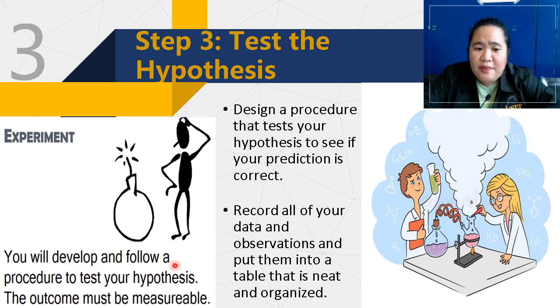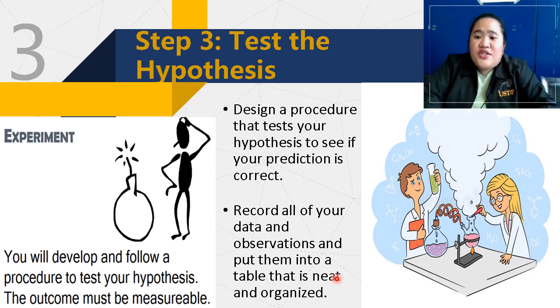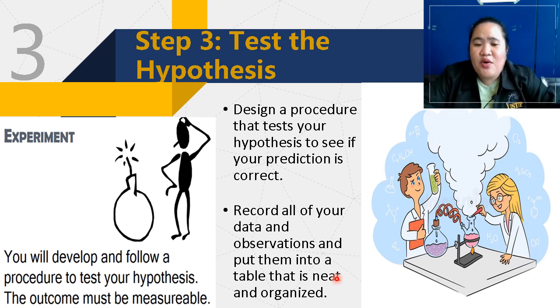So you will develop a procedure to test your hypothesis. The outcome must be measurable. Okay, meaning you can count, test, or measure the outcome. So the first thing you need to do is design a procedure that tests your hypothesis to see if your prediction is correct. Is your hypothesis correct? And then next, record all the data and observations and put them into a table that is neat and organized. Okay? So that's your hypothesis, your testing, class.